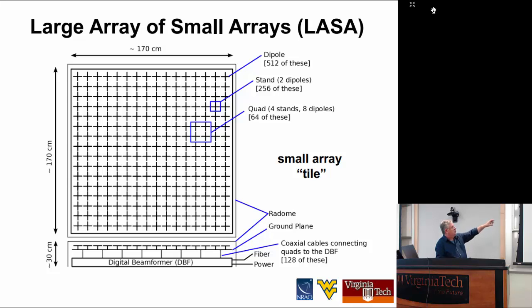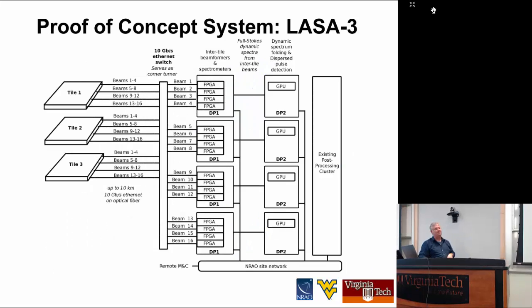Each group of 2 is called a stand. Each group of 4 stands is called a quad. What we actually do is digitize quads. We don't digitize individual dipoles. That's to save money. And then there's a digital beamformer at the bottom. So you can imagine this box, this rectangular thing, which is 1.7 meters by 1.7 meters by about 2 meters high, and that's the fundamental unit. We built lots of those, is the game plan.